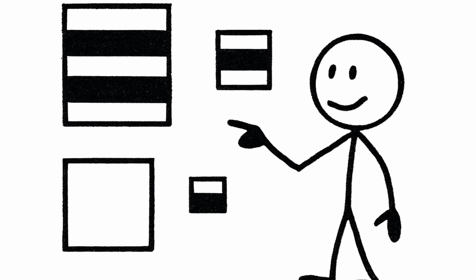QR codes have several key components. Finder patterns are large squares at three corners that help scanners locate the code. Alignment patterns are smaller squares that adjust for distortion. Timing patterns are alternating black and white modules that help with data alignment.